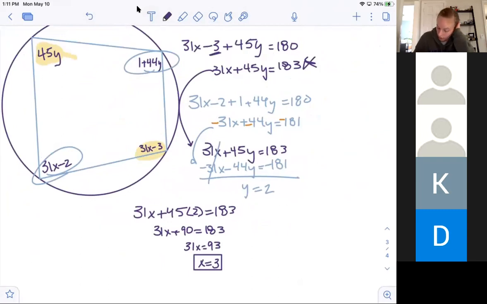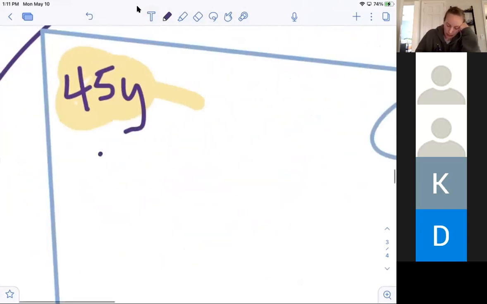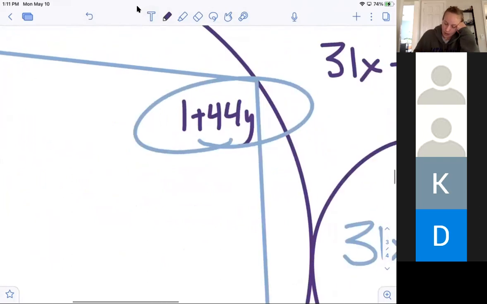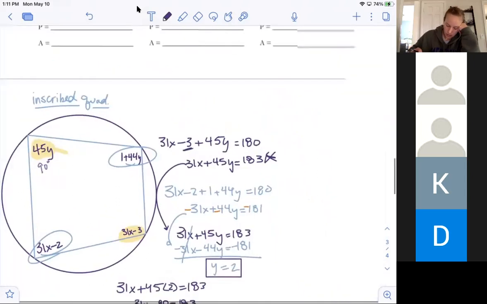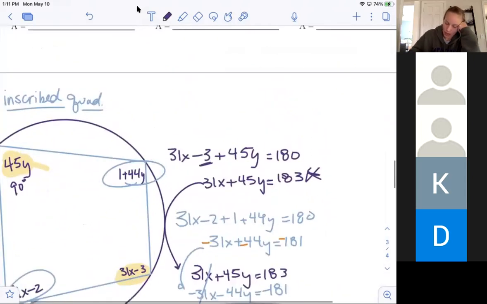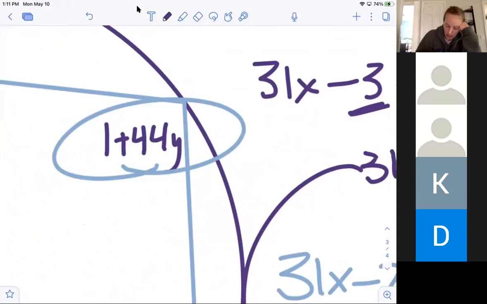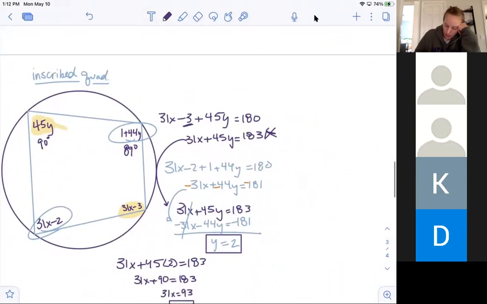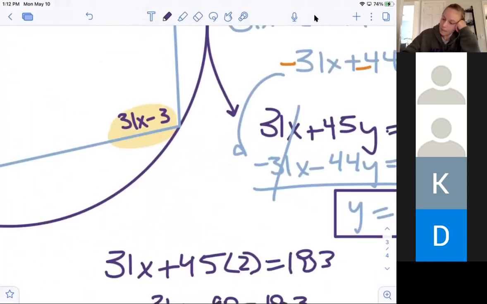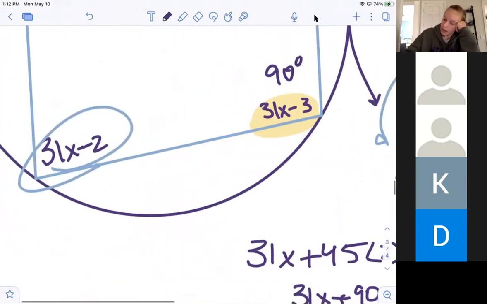So now you got to plug 2 in for all your y's. You got to plug 3 in for all your x's. So 45 times y is 90. 44 times 2 plus 1 is going to be 89. 31 times 3 minus 3 is going to be 90 as well. And then 31 times 3 minus 2 is 91.